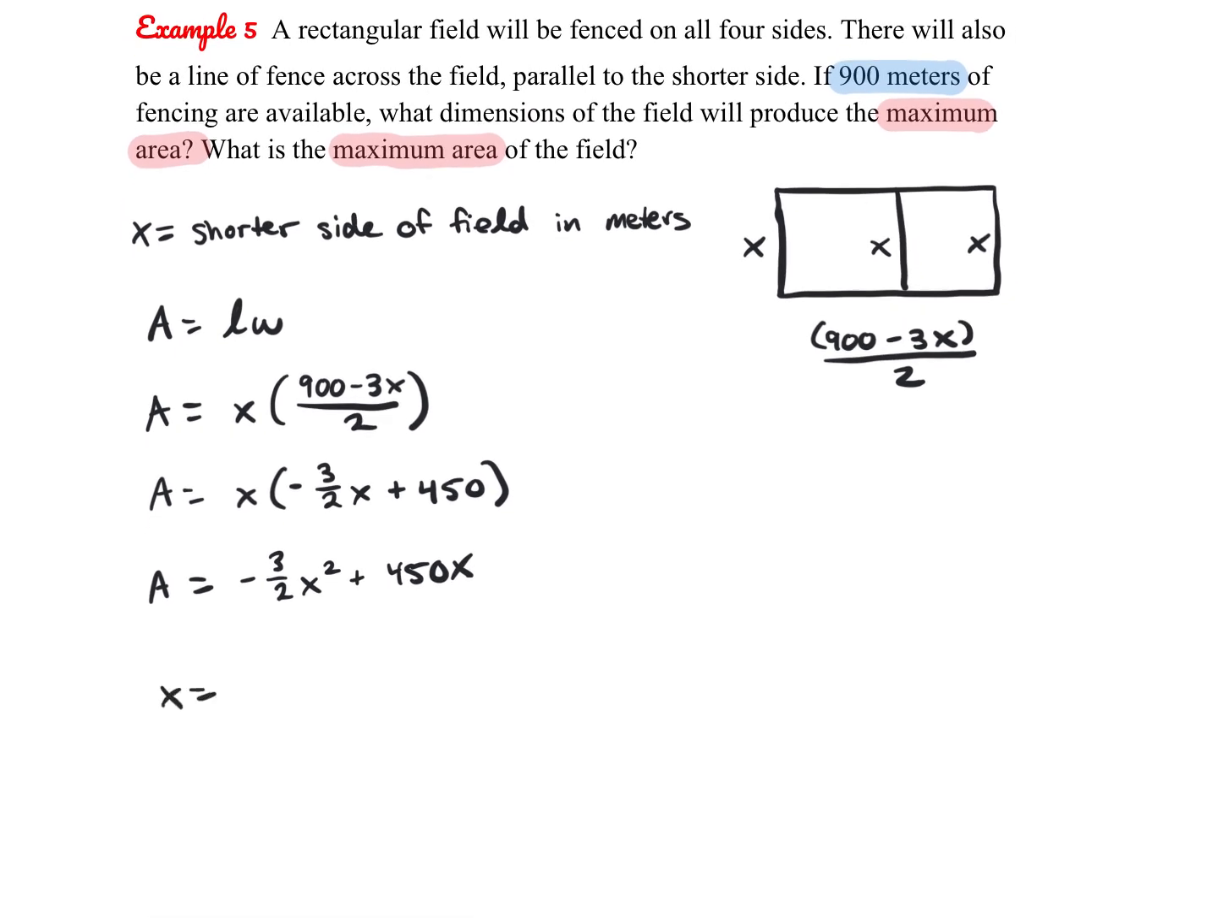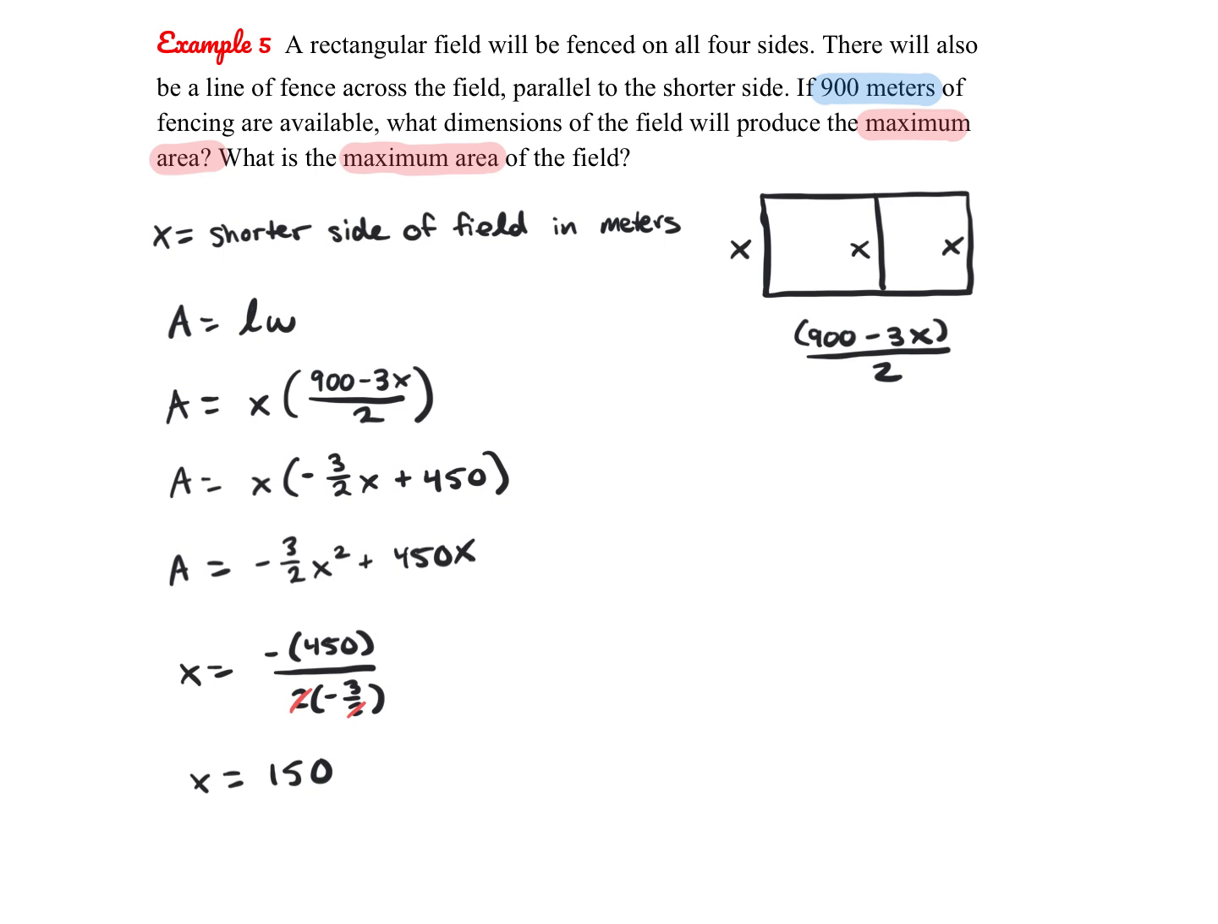The x value of the vertex is going to be negative b over 2 times a. And here, actually, these 2's are going to cross out. So we just have our x value is negative 450 divided by negative 3, so 150. Okay, so this is actually the first part of our answers, what dimensions will produce the maximum area. This is the x value that gives us the maximum area.